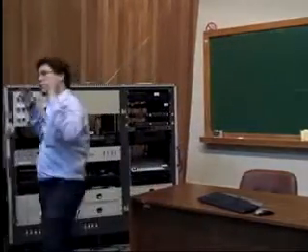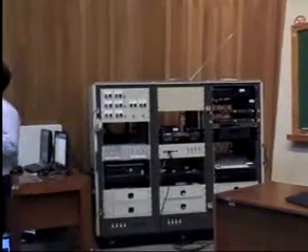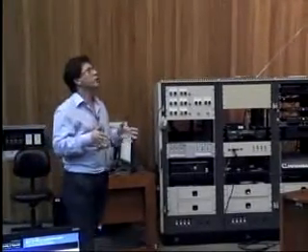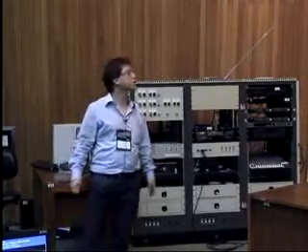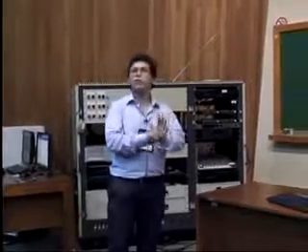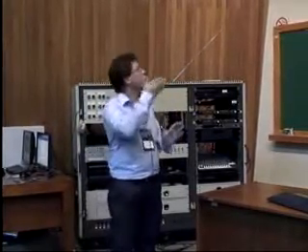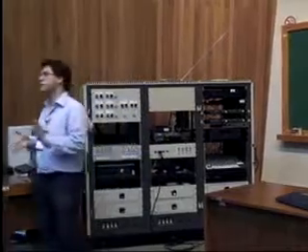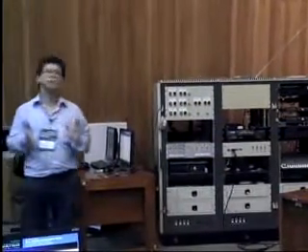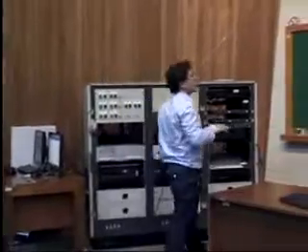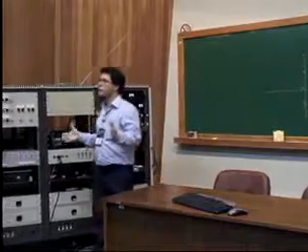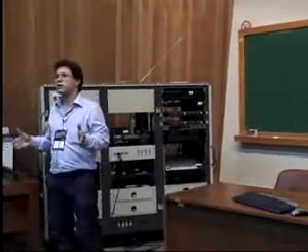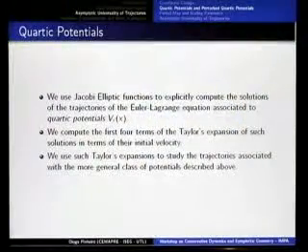Now since those potentials are quartic, we can use Jacobi elliptic functions and explicitly compute the solutions to those Euler-Lagrange equations. Then, since we have that explicit knowledge, we can compute the first four terms of the Taylor series with respect to v of those solutions. Then we can use such Taylor expansions to study trajectories associated with the more general class of potentials by using perturbation theory and extending using an implicit function argument.